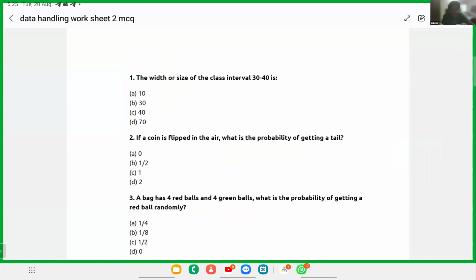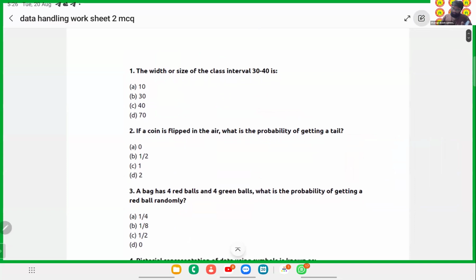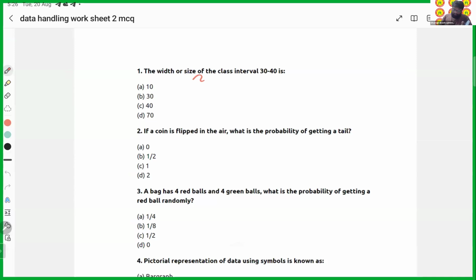Sir, this width of a size class interval. That one. So first question, any doubt? I'm asking every one of you. So it is clearly mentioned that the size of the class interval is 30 to 40. What do you mean by size of the class interval? I already told you what a class interval is while we were discussing bar graph questions.